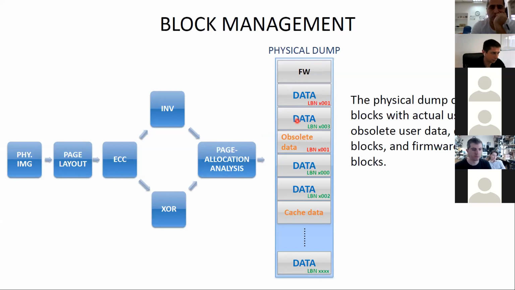When I say actual user data, I mean the data which the user had on the device in the last moment when the device was good, just before the device got broken. So that's the actual data. However, the physical dump may also have some old or obsolete data, the data which the user deleted some time ago, which is not available anymore by logical access, but may still be present in the physical dump.